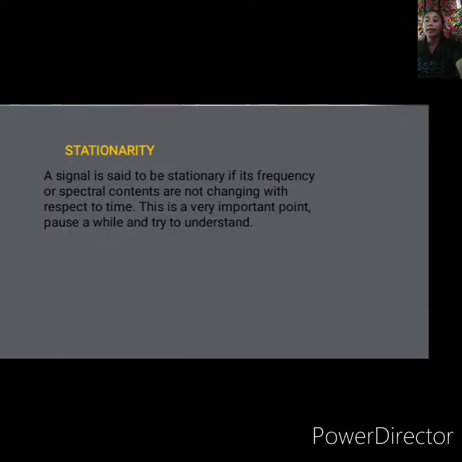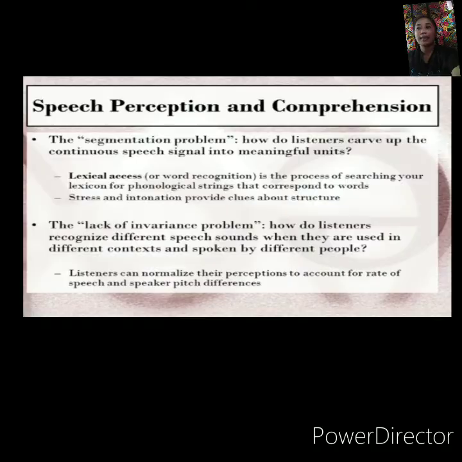Stationarity: a signal is said to be stationary if its frequency or spectral contents are not changing with respect to time. This is a very important point. Pause a while and try to understand. Next is speech perception and comprehension. The segmentation problem: how do listeners carve up the continuous speech signal into meaningful units?